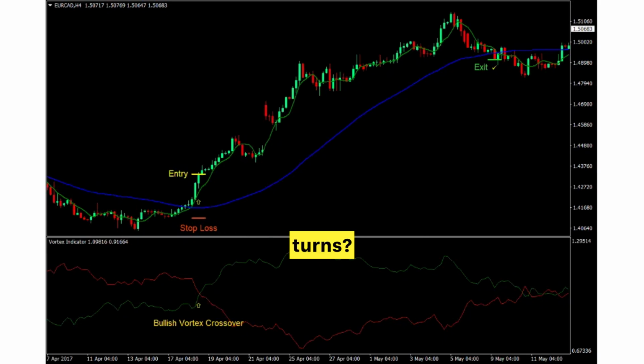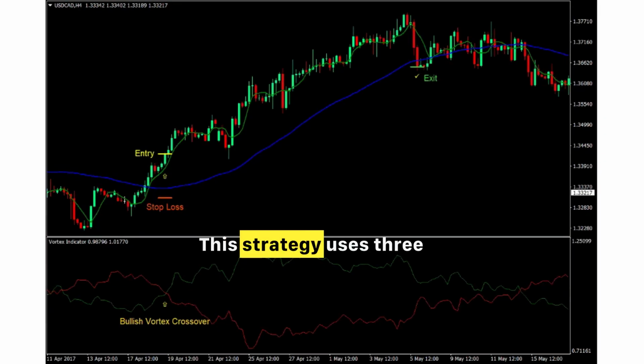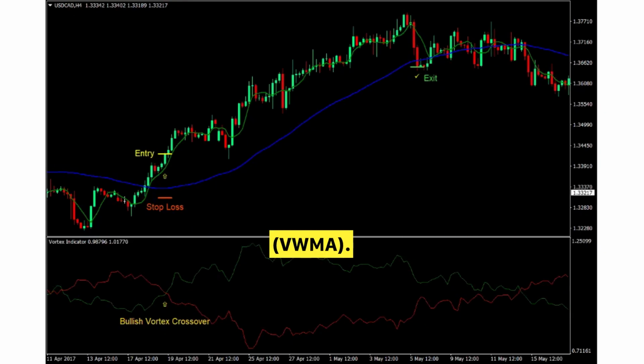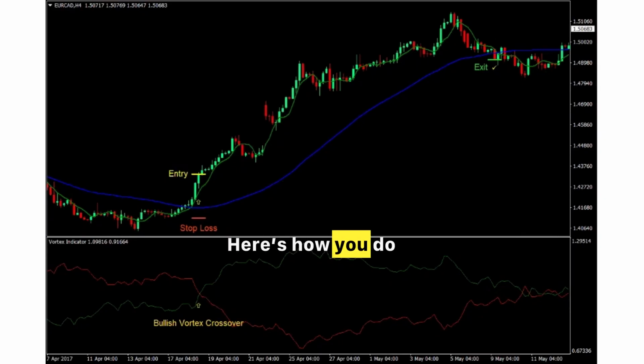Tired of missing trend turns? Here's a simple but powerful strategy to catch genuine trend shifts, not just noise. This strategy uses three tools: the Vortex Indicator, a 50-period simple moving average, SMA, and a 5-period volume-weighted moving average, VWMA. Here's how you do a buy.